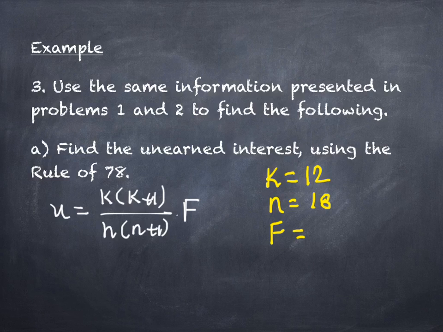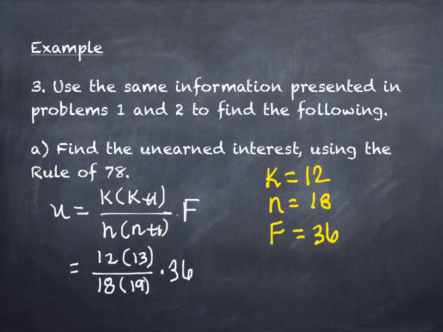$36, you bet. All right, so we're going to put these pieces into the formula. K is 12, so this is 12 times 13 on top, right? And then on bottom I have N, which is 18 times 19. And then I'm going to multiply this by 36.